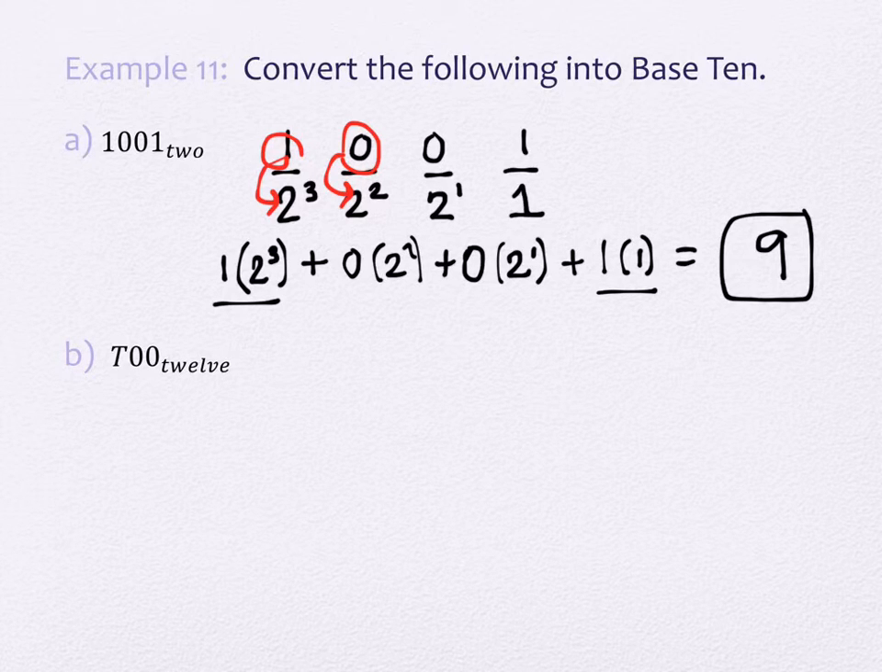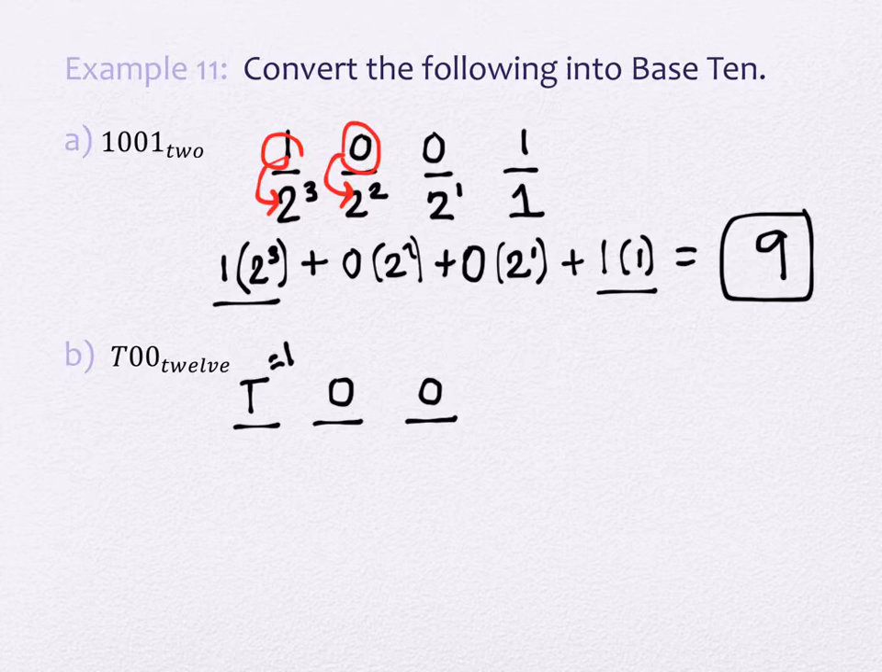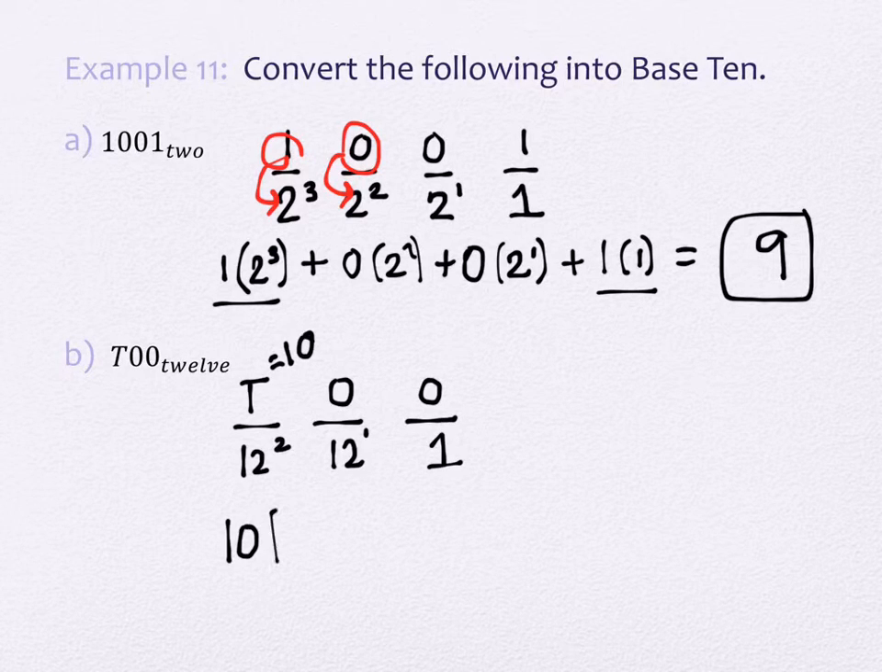All right, let's do the next one. We're going to do the same thing. I'm going to spread them out. We have zeros here and here, and I know this T is a T, but the T value is 10. Screen doesn't want to write today. Okay, this is base 12, so these are all powers of 12. It's 12 to the 1, 12 squared. So we have 10, because it's T, times 12 squared.